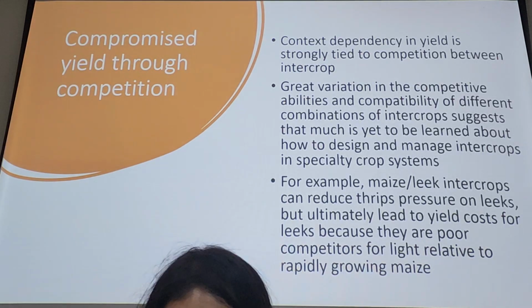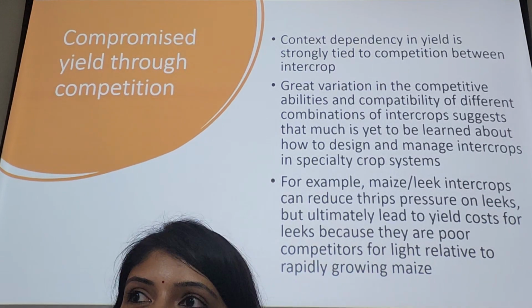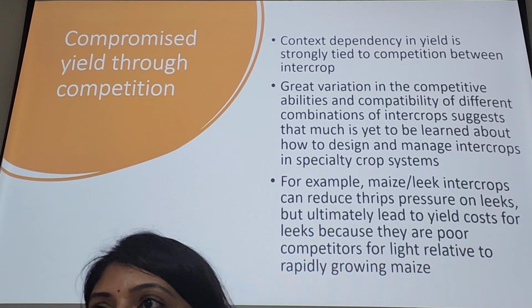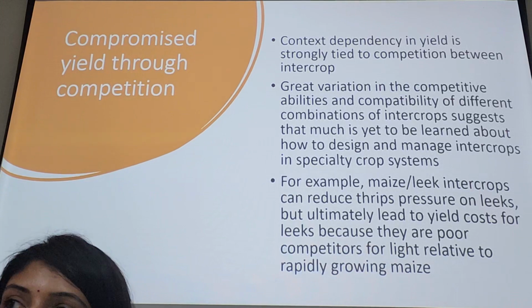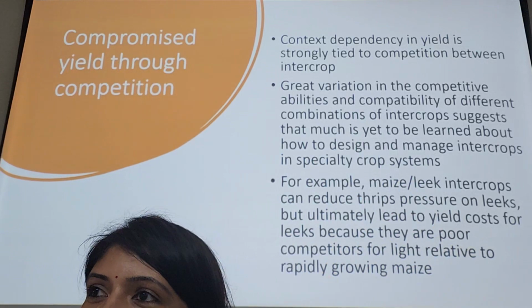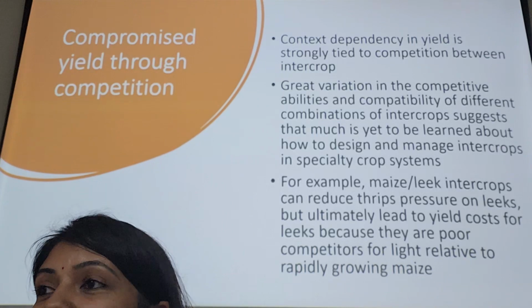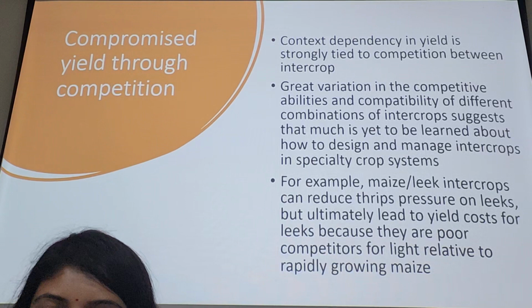So one example here is maize and leek intercrops. Although when we plant maize and leek together in an intercropping system, it actually reduces thrips that feed on leeks, ultimately it causes a yield loss for the leeks because they are poor competitors for light relative to rapidly growing maize. That means when the maize grows very fast, there's a lot of shading, so the leeks cannot produce maximum yield as they are able to when they are planted in a monocrop system.